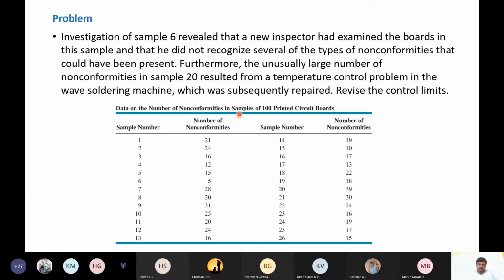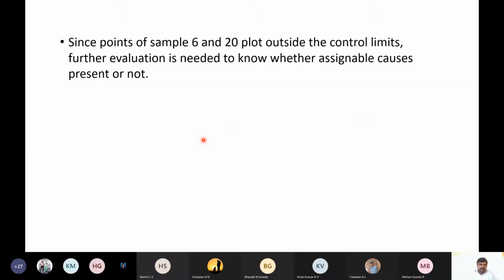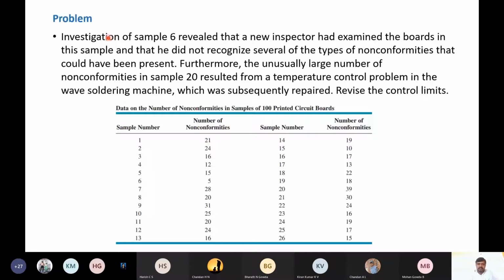Next, again the same data, so we are considering further evaluation. Investigation of sample 6 revealed that a new inspector, a quality engineer, had examined the boards in this sample, and that he did not recognize several of the types of non-conformities that could have been present. Furthermore, the unusually large number of non-conformities in sample 20 resulted from a temperature control problem in the wave soldering machine, which was subsequently repaired. So now revise the control limits.